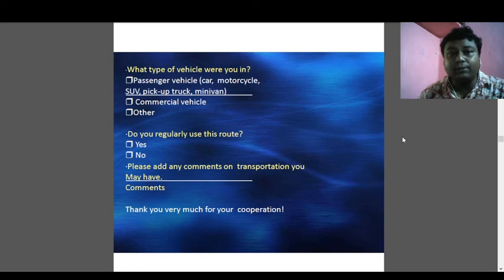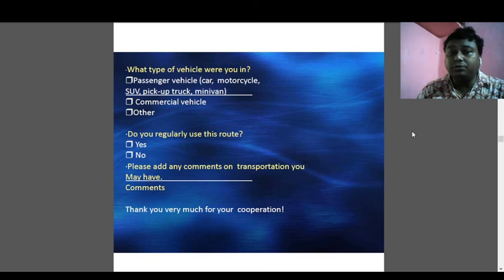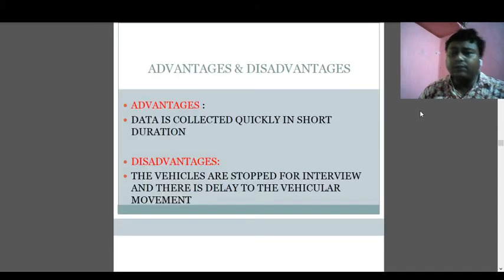Next is what type of vehicle were you in, meaning the type of vehicle, whether it is a sedan class or hatchback or SUV type or mini SUV or other classes. And do you regularly use this route, or have you used it only exceptionally, and when and on which day the survey is conducted. And please add any other comment if you observed anything during your route. So these are a few of the questions asked during your trips.